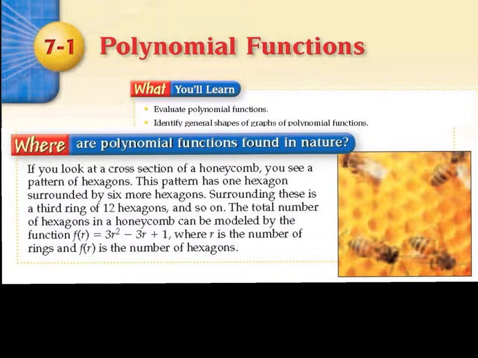If you look at a cross-section of a honeycomb, you see a pattern of hexagons. This pattern has one hexagon surrounded by 6 more hexagons. Surrounding these is a third ring of 12 hexagons, and so on. The total number of hexagons in a honeycomb can be modeled by the function f of r equals 3r squared minus 3r plus 1, where r is the number of rings and f of r is the number of hexagons.